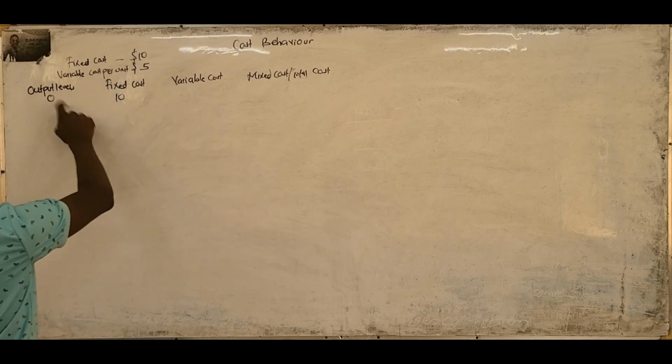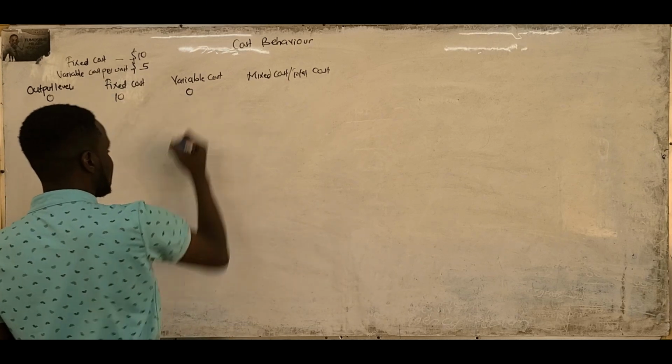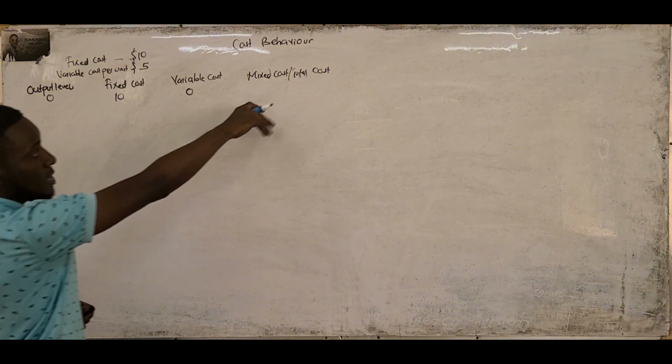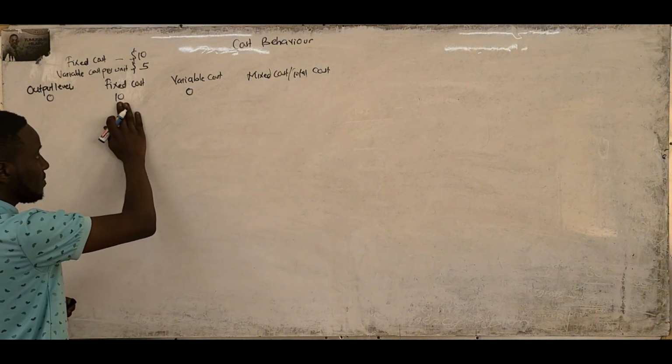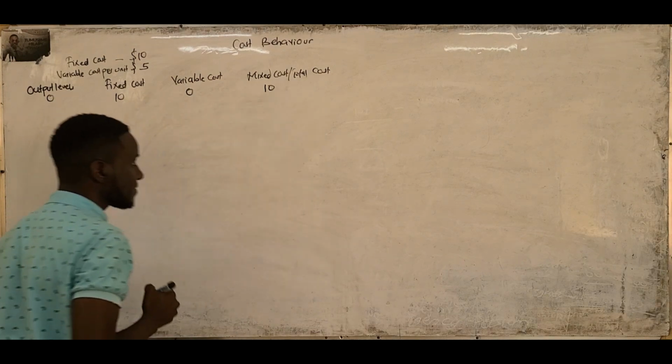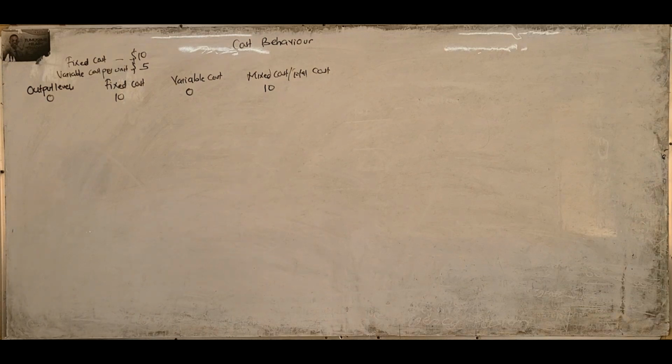So we have 5 times 0, and then we shall get our 0 here. Okay, now for us to get the mixed cost or the total cost, I told you it's a fixed cost plus a variable cost, then we shall get 10. Hope that is very okay.